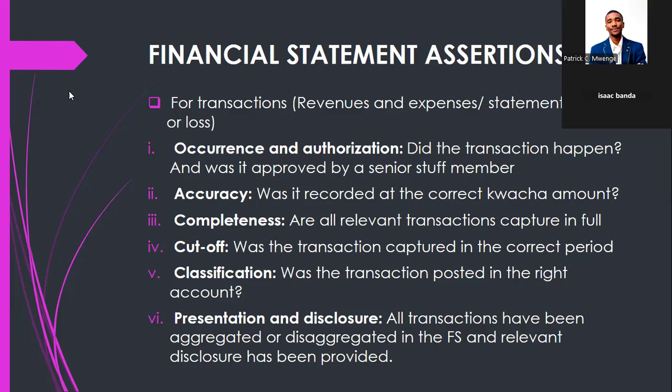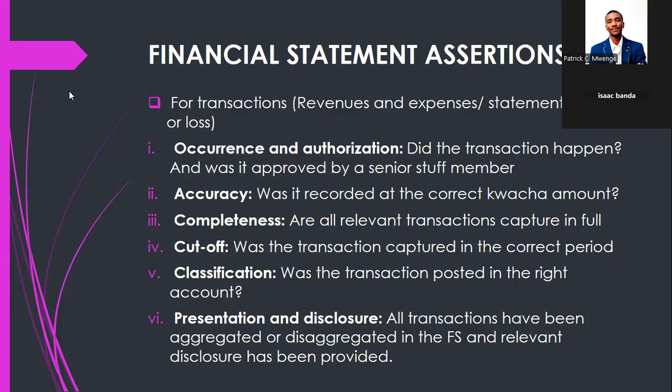Then cutoff. What is cutoff? Cutoff simply means, was the transaction captured in the correct period, right? This usually happens at the end of the financial year, where today is the end of the financial year, then tomorrow we begin a new financial year. Then you receive an invoice, or maybe a payment for an invoice which was issued last year. So you receive it in the following year. So sometimes accountants may record that particular transaction as though it happened in the new year. But meanwhile, the amount is relating to an invoice which is from the previous year.